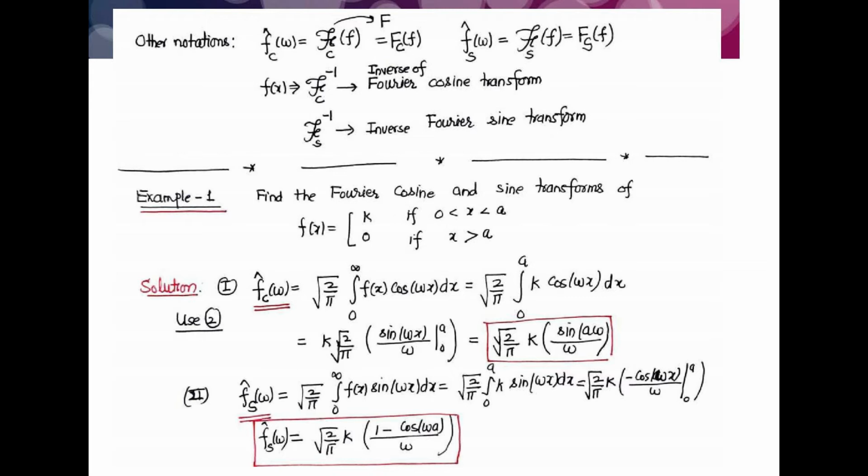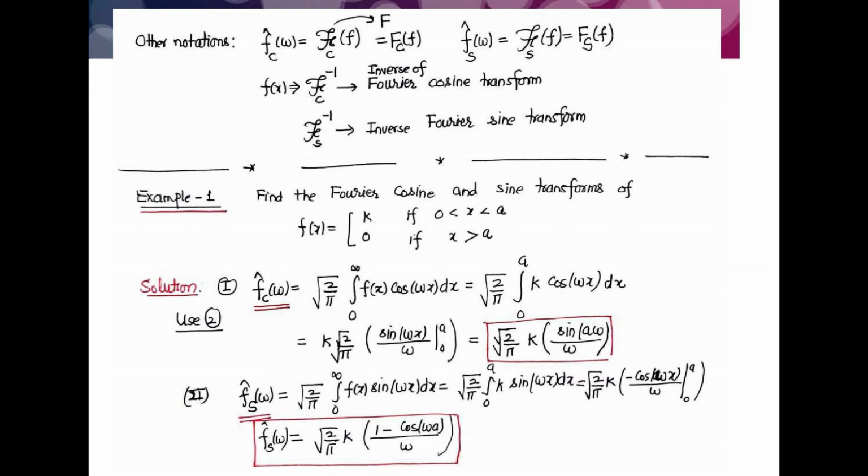Now consider an example for Fourier cosine and sine transform. For a given function f of x, which is defined from 0 to infinity, we can find out its Fourier cosine as well as Fourier sine transform. These numerical problems are very easy. You just have to use the formula and evaluate the integral. So start with the Fourier cosine transform.